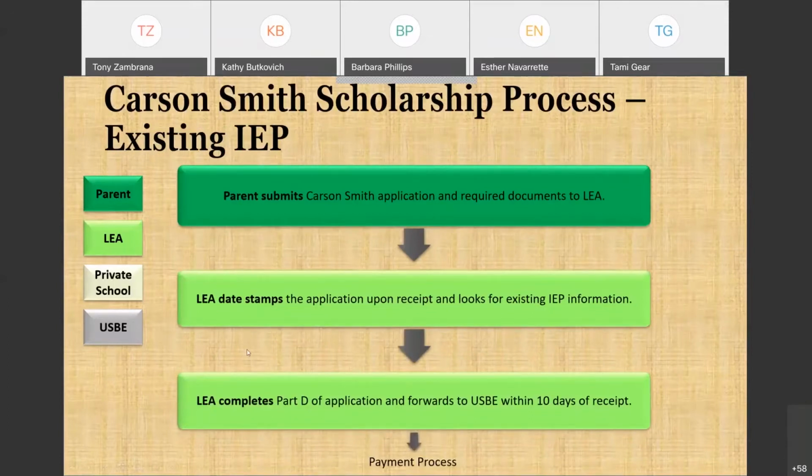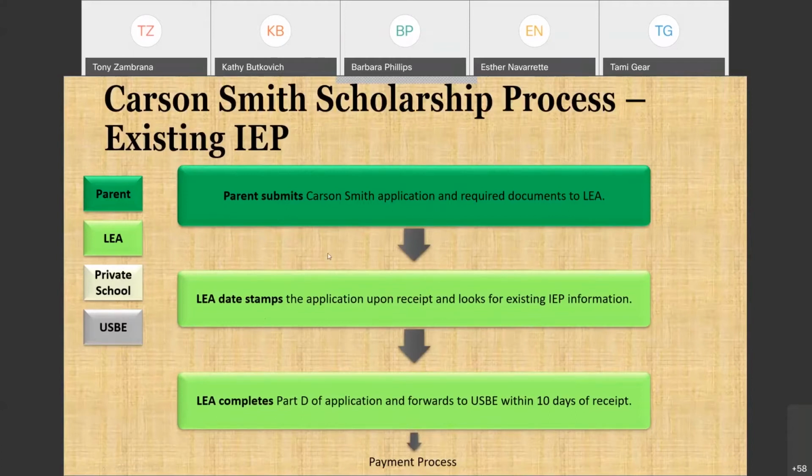It says, another question: in some cases, the private school is not aware that an application has been submitted to the LEA because the parents do not inform them. As a private school, scheduling the assessment team meeting is difficult when they're not aware that an application has been submitted. So that's a good point.